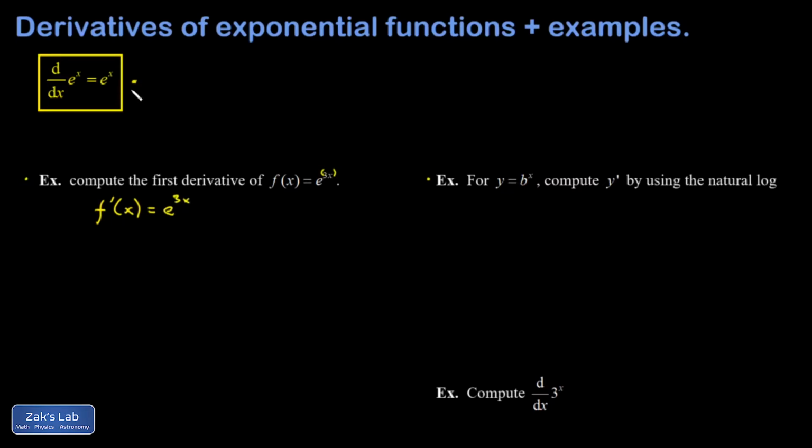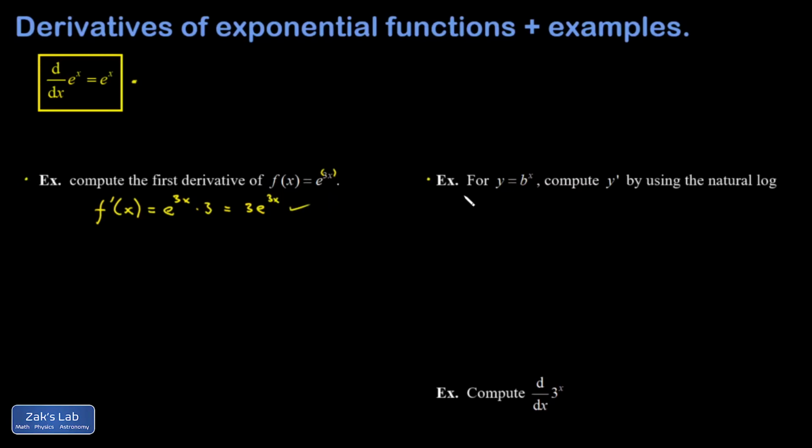That's the very simple derivative behavior of the natural exponential. But the chain rule says now we have to tack on the derivative of 3x with respect to x, and that's 3. Cleaning it up a little bit, that's 3e to the 3x. So that one's done.